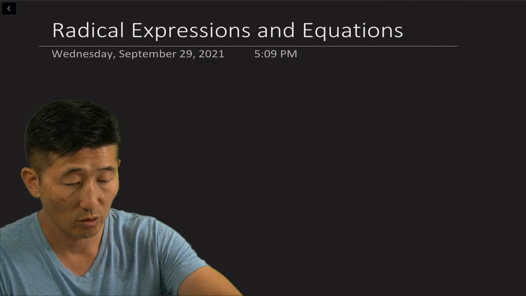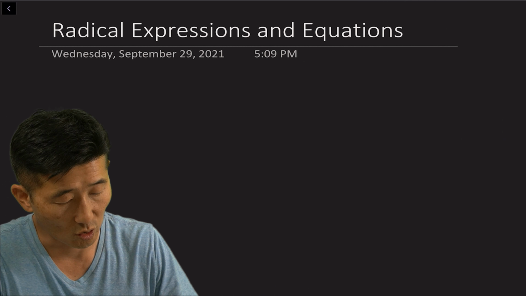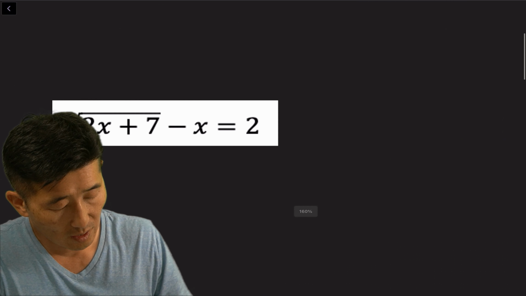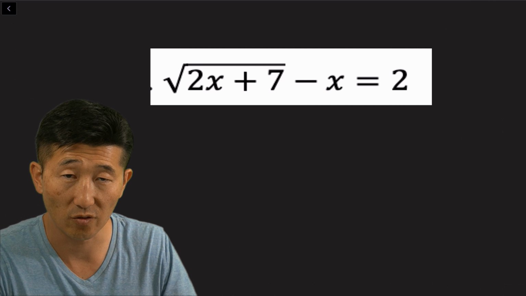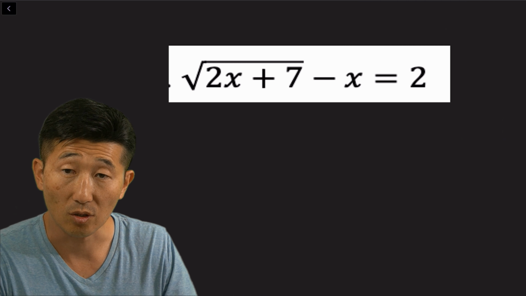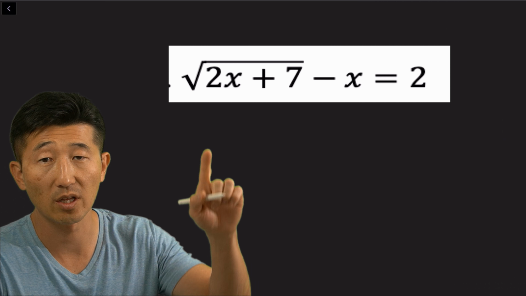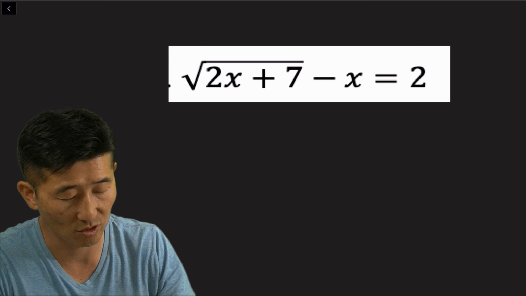Right, in this video, we're going to look at radical expressions and radical equations. This is an example of a radical equation. We're going to solve for the letter x. Now, the goal is to get x by itself, but we realize x is caught inside the radical.